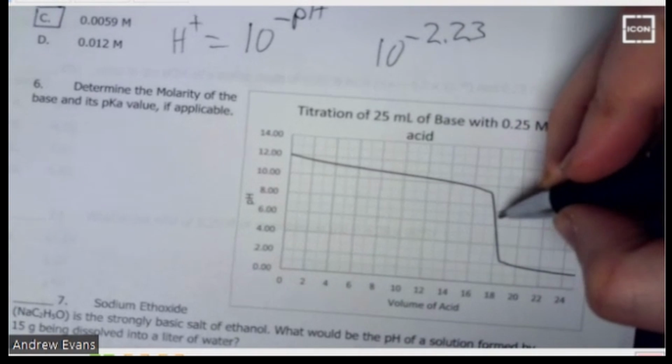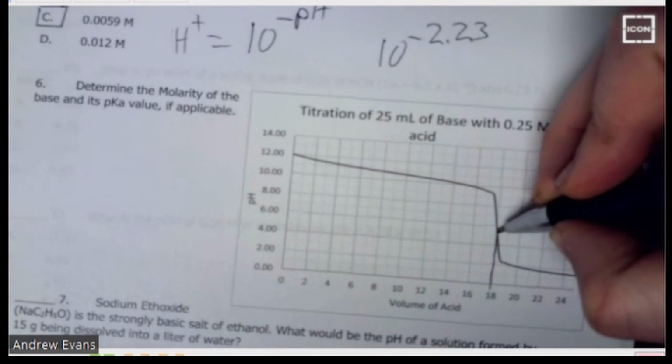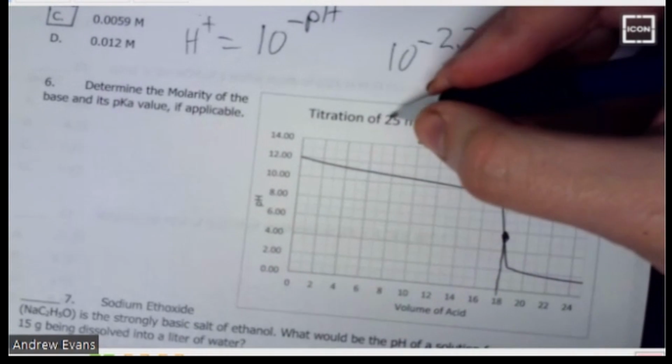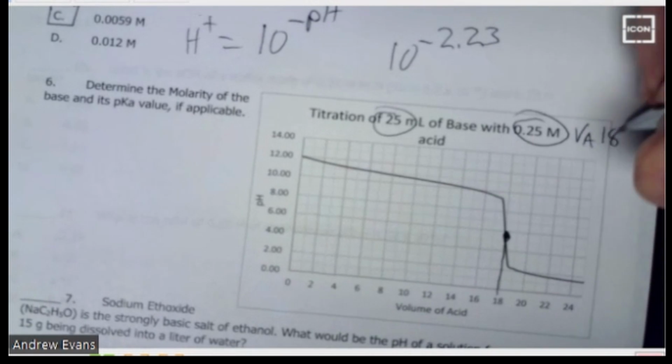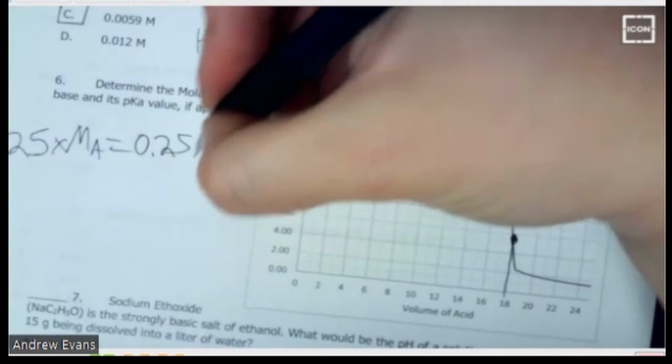Determine the molarity of this base. So you find where's the equivalence point. Boom. 25 mils of base with 0.25 molar acid. The volume of acid is 18. So you have 25 times molarity of base equals 0.25 times 18. Your molarity is going to be 0.25 times 18 divided by 25. It's going to be 0.18 molar.